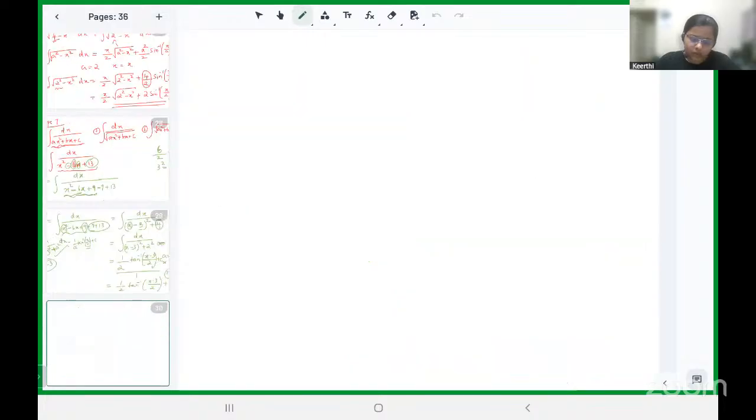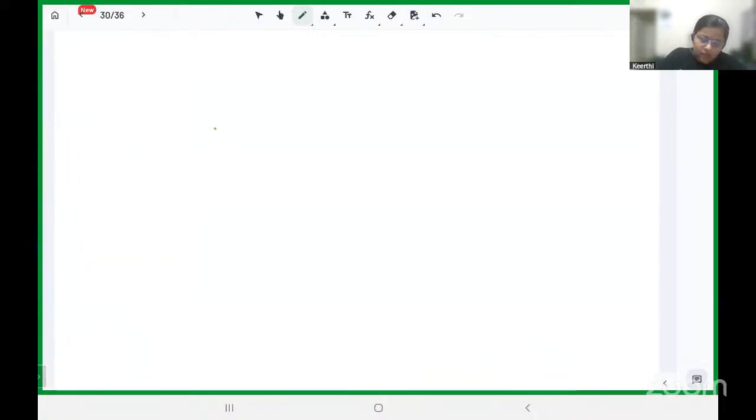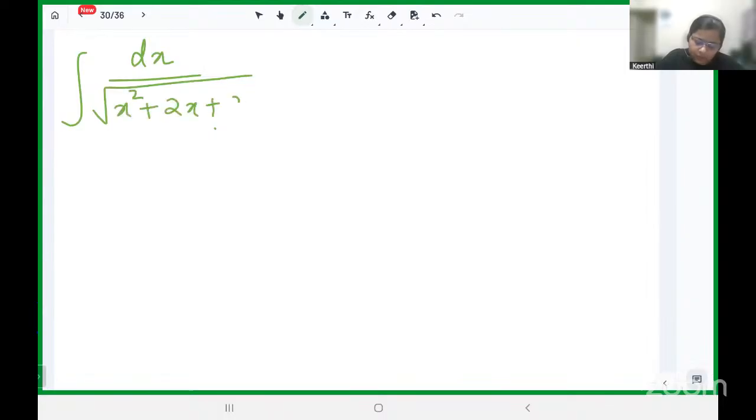Now we are moving on to the next type. Not next type, next question of this type. All right. So if you get a question like this, integral dx by root of x square plus 2x plus 2, how will you solve this one?